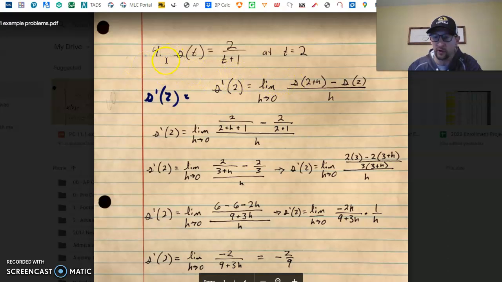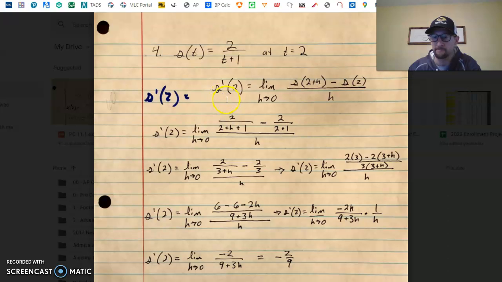So number 4 in the examples, s of t was equal to 2 over t plus 1, and we're supposed to find the instantaneous velocity, or the derivative, at 2. So the s prime of 2 is what we're after. Ignore my blue marker, it was too thick.